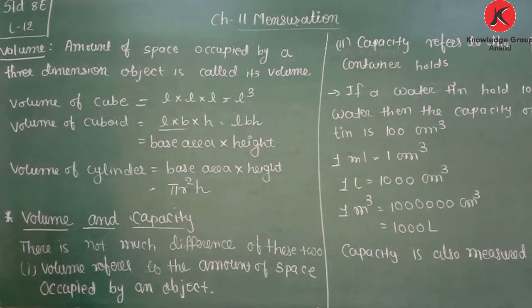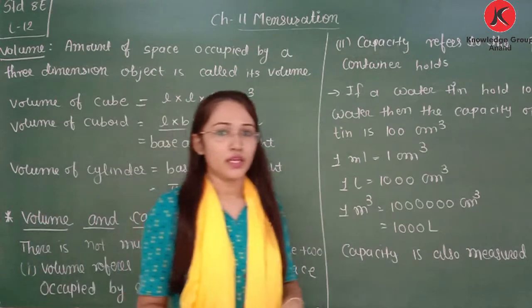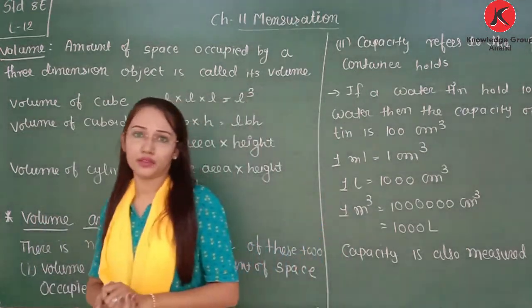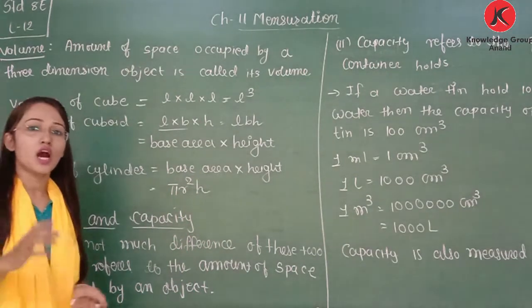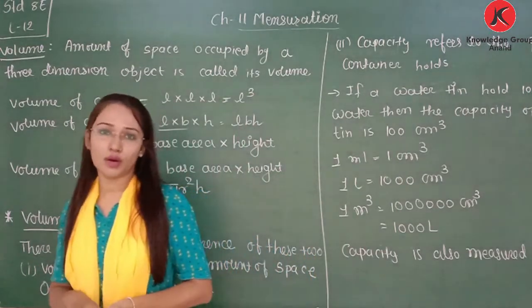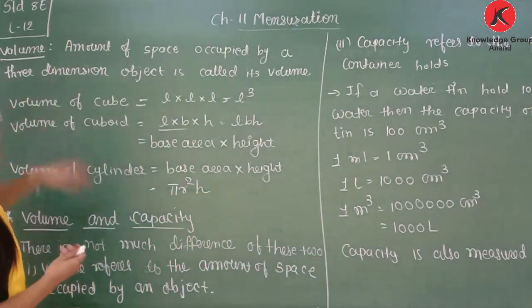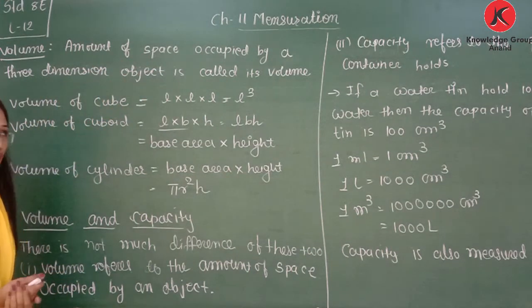Okay. Now today we will learn about the volume of 3D objects. So what is the volume? Volume is the amount of space occupied by a three-dimensional object. If you place any object, the space occupied is not space on the flat surface. It is the amount of space occupied in three dimensions. That becomes its volume.